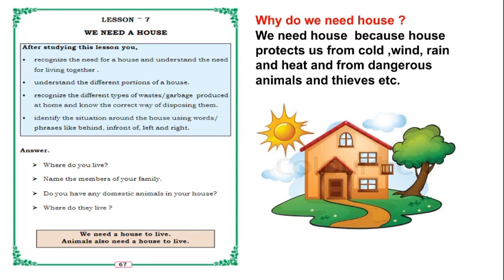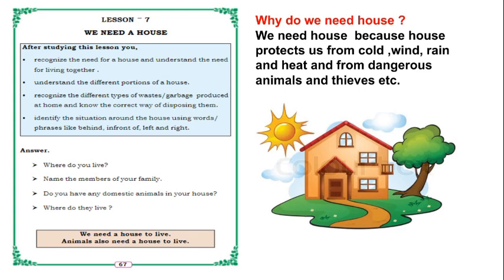After studying this lesson, we can recognize the need for a house and understand the need for living together. And we can understand the different portions of a house. And we can recognize the different types of waste, garbage produced at home and know the correct way of disposing them. And we can identify the situations around the house using words and phrases like behind, in front of, left and right.